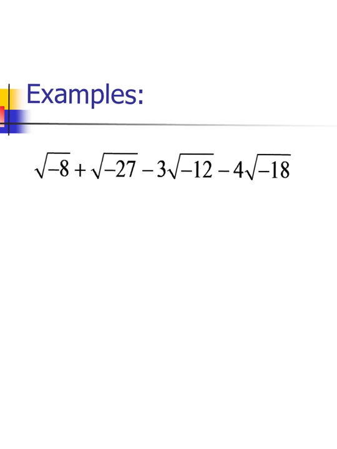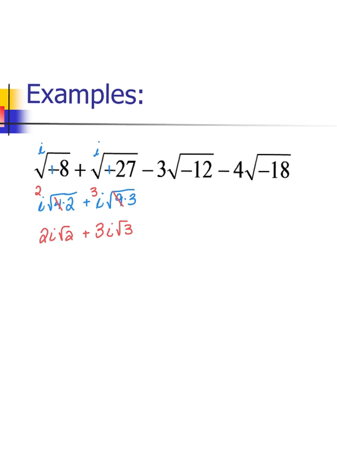Next one. Again, the first thing I'm going to do, I see a negative, I put an i. Factors of 8 are 4 times 2. The square root of 4 is 2, so this becomes 2i radical 2. Now I'm going to look at the second one. I make that positive, I put an i out front. Factors of 27, I would look for a 2, but 2 doesn't go into it. 9 times 3. The square root of 9 is 3, so this becomes plus 3i radical 3.